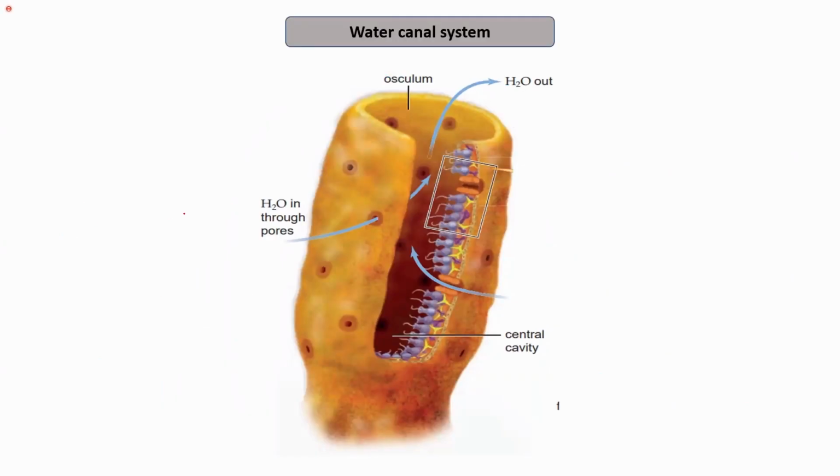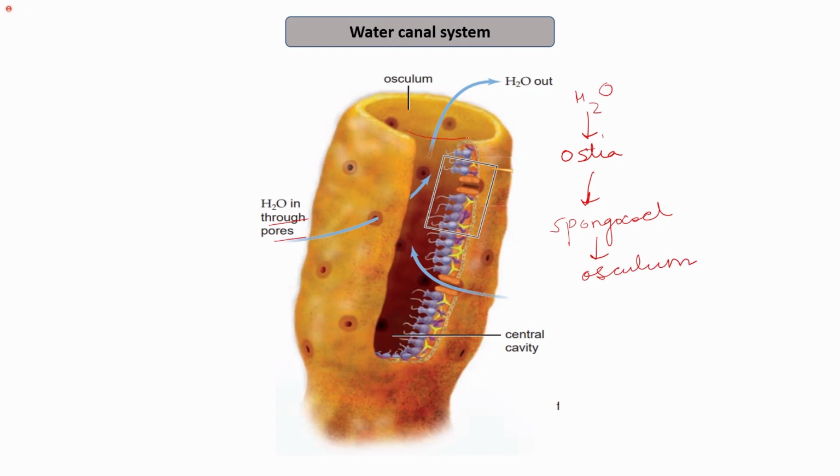So this is the structure of how the water comes in. We can see that water enters through the ostia. So we have water outside the body, and it enters into the body through ostia, which are the pores. Water enters through the pores, and then it comes into the central cavity, which is the spongiocele, through which it comes out to the osculum.